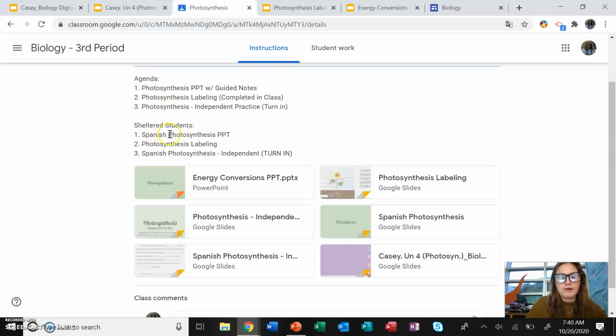If you are in our sheltered program, I do have some options here for you to look through: the Spanish photosynthesis PowerPoint and then a Spanish version of the photosynthesis independent work. The labeling is the same because it's primarily images and molecules, which are going to be the same across languages. But you can thank Ms. Garcia for those. She helped translate that material. So let's jump into it. I'm going to go through the English version. It says Energy Conversions PowerPoint, and then the Spanish version is to the right, the other green box here.